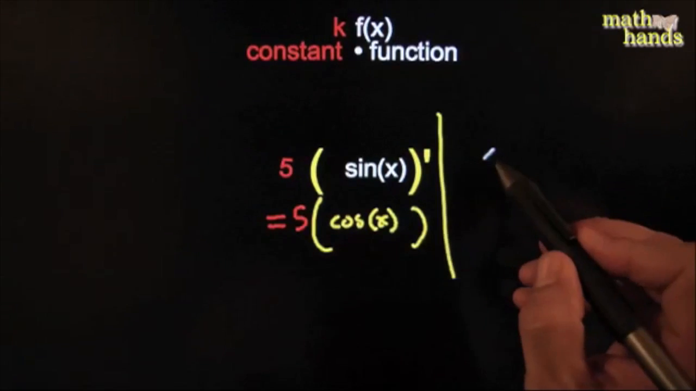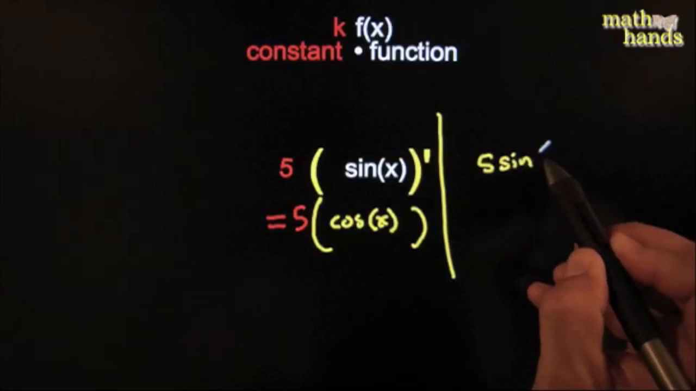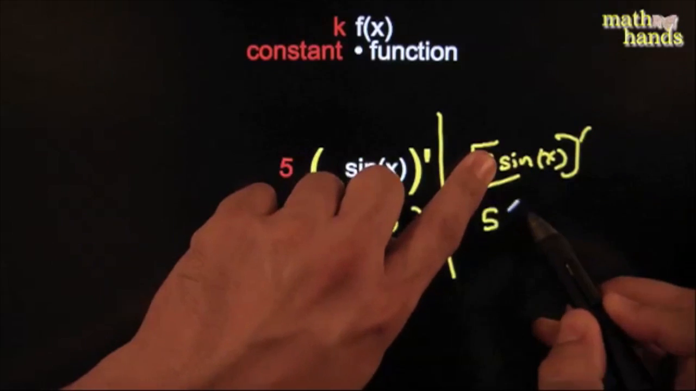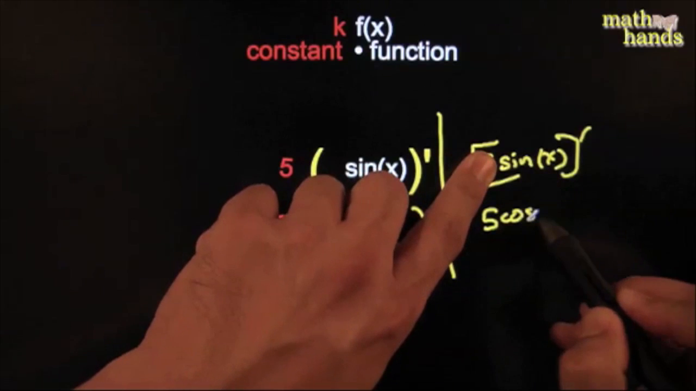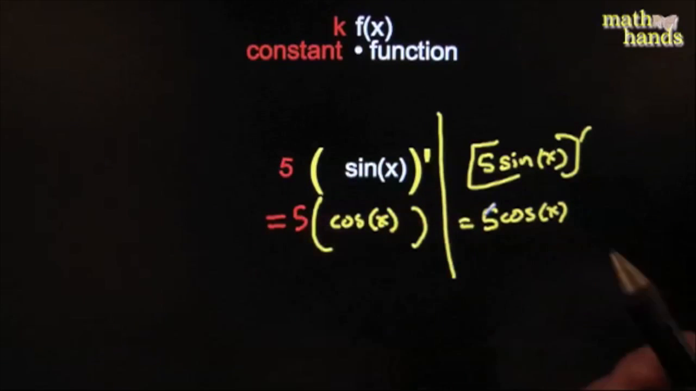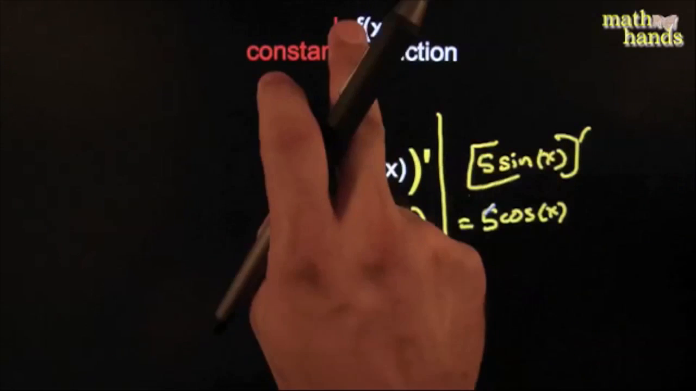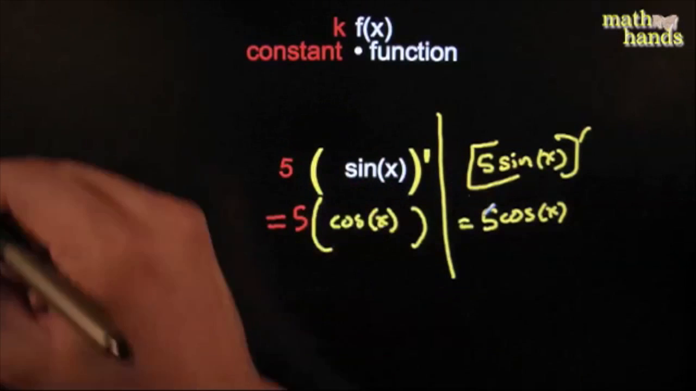So in practice, when people have 5 sine of x and you got to take the derivative, people don't even worry about the 5. They just write the 5 over and they take the derivative of the sine, which is cosine x, and that's how you get the derivative of 5 sine x. Again, the principle is that the 5 does not affect it. You could pull it out of the derivative business.